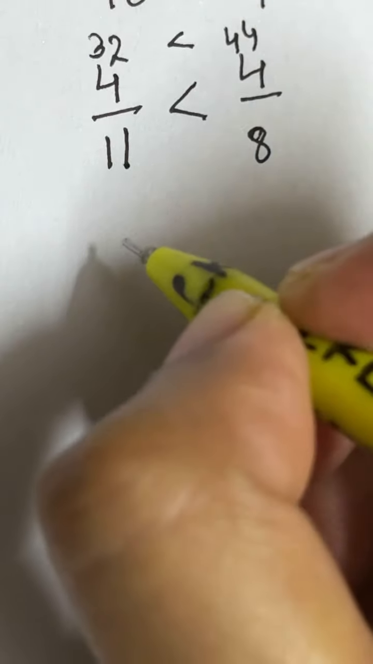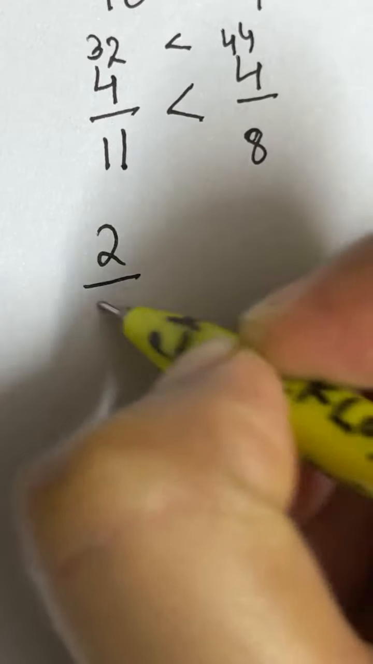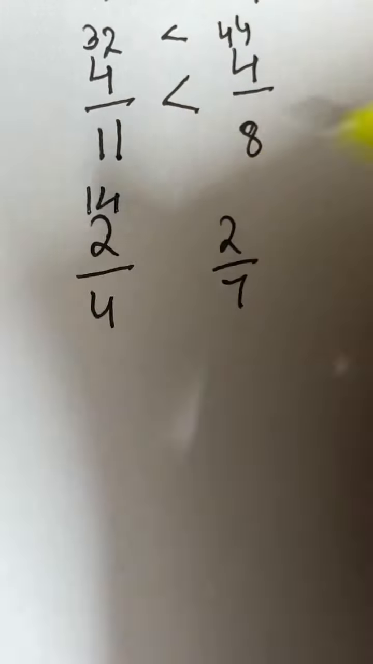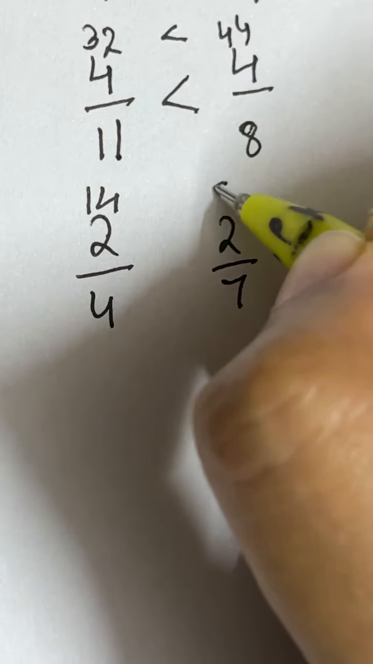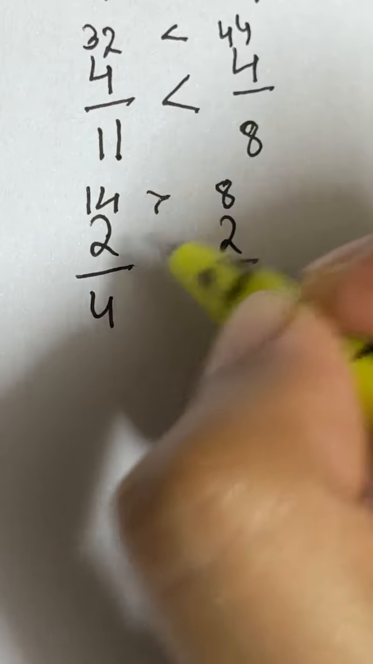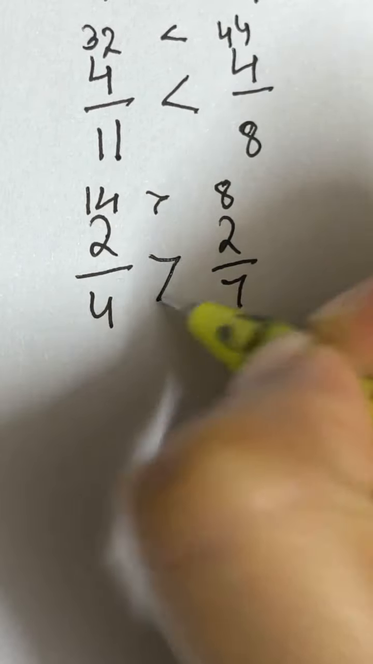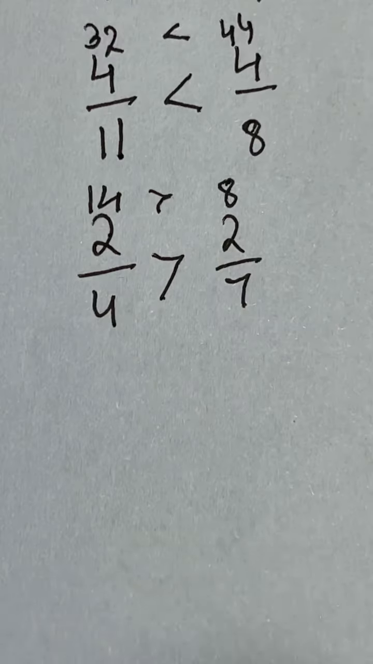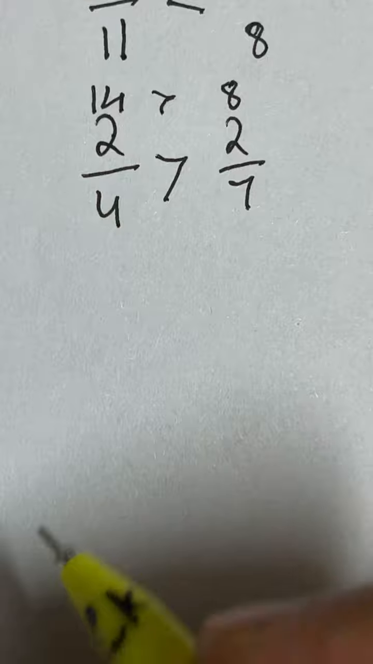For example, if you have 2/4 and 2/7. So we multiply 2 times 7, that gives us 14, and 4 times 2, that gives us 8. So 14 is greater than 8, so that means 2/4 is greater than 2/7. Yes, absolutely right.